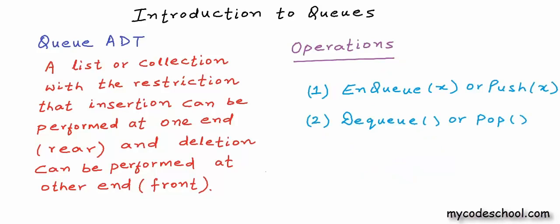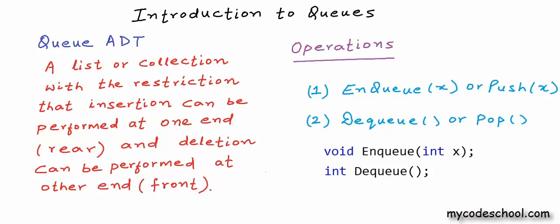Dequeue should remove an element from front or head of the queue, and dequeue typically also returns this element that it removes from the head. The signatures of enqueue and dequeue for a queue of integers can be something like this. Enqueue is returning void here, while dequeue is returning an integer. This integer should be the removed element from the queue. You can design dequeue also to return void.